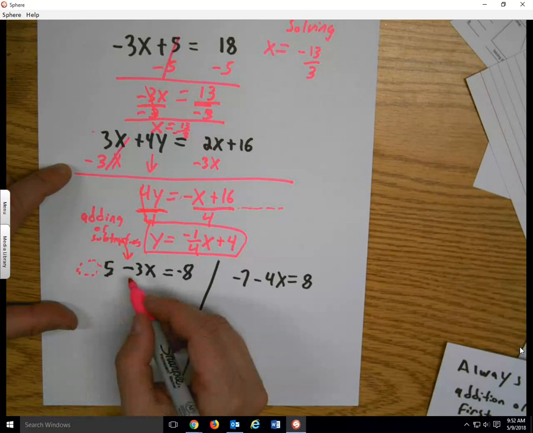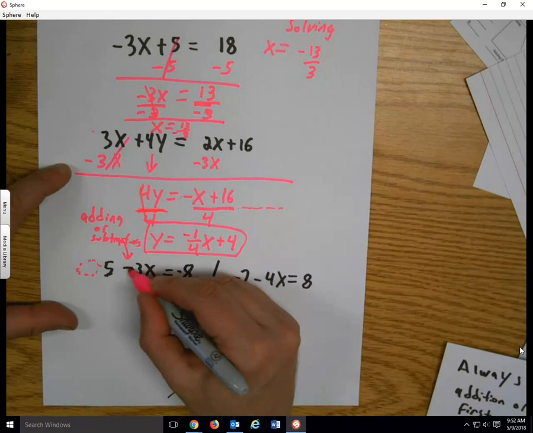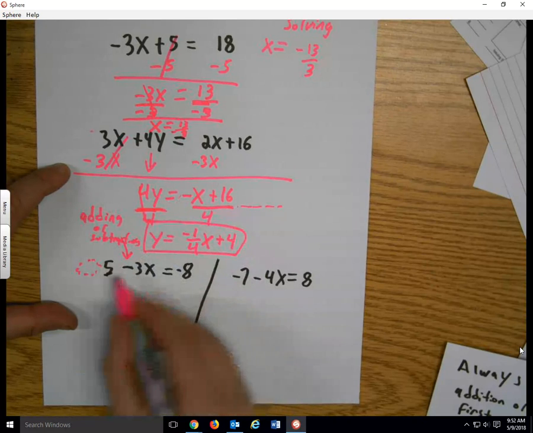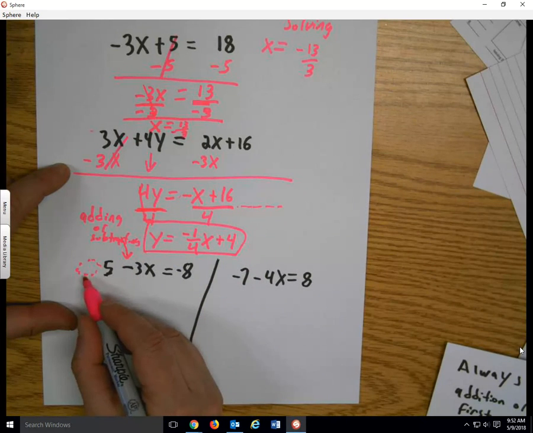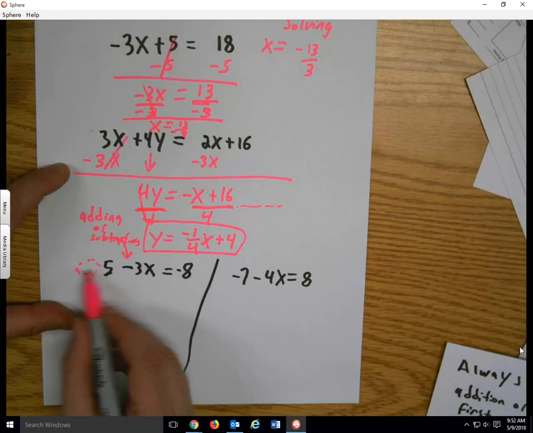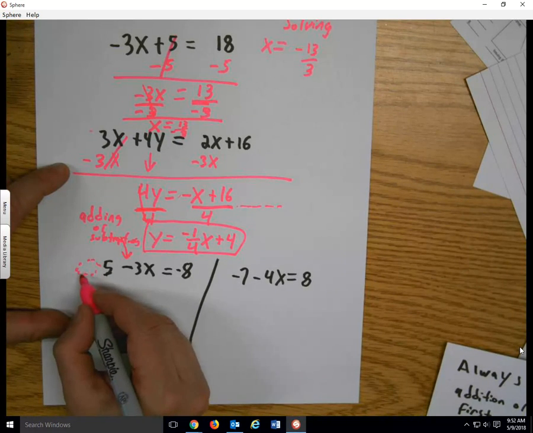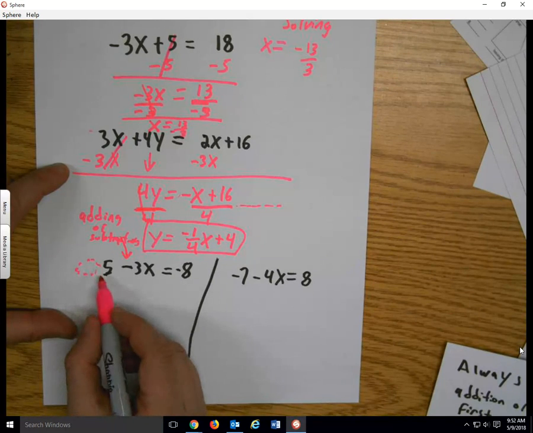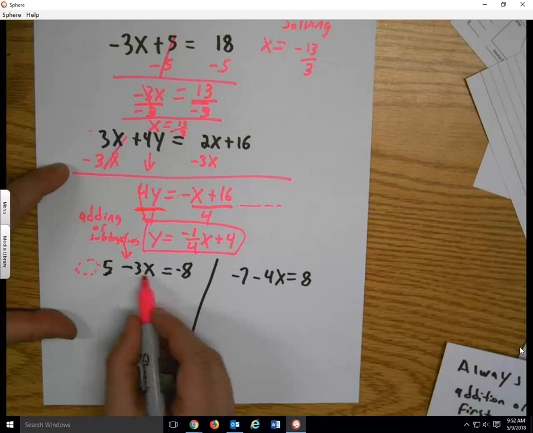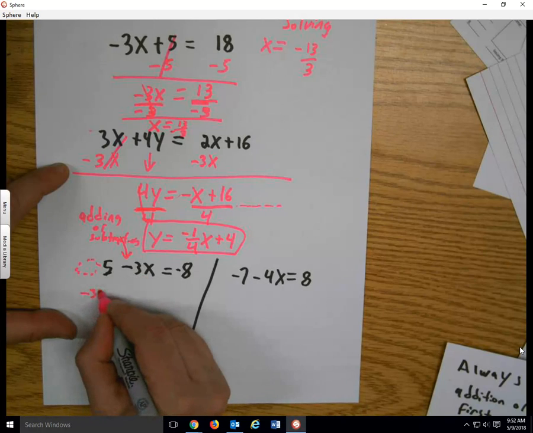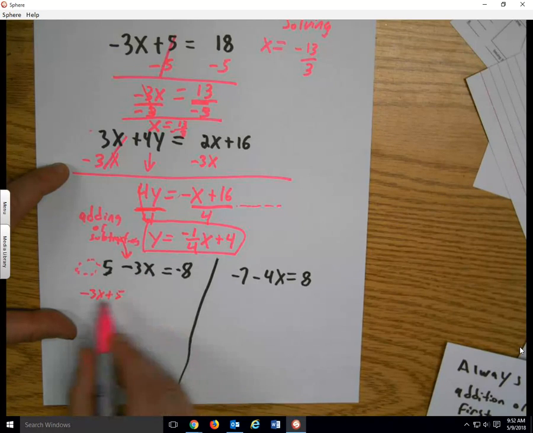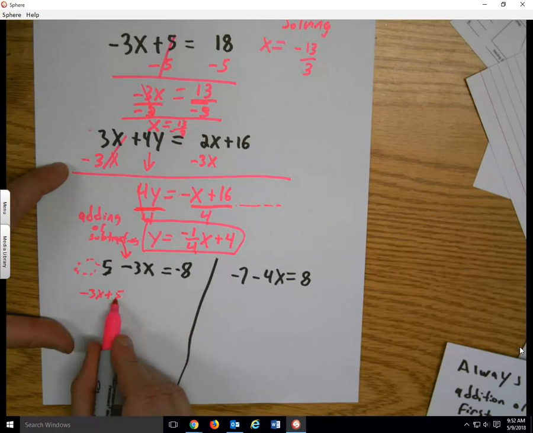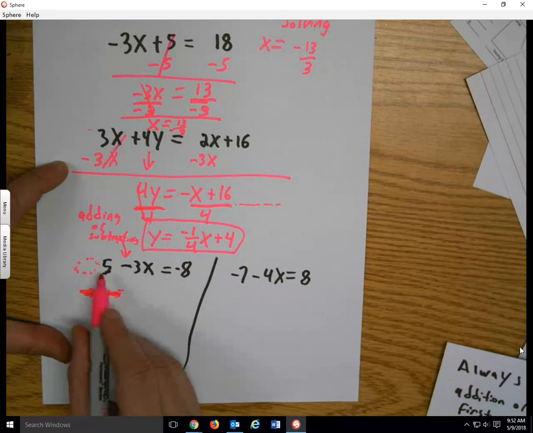So what is so confusing is this negative is telling me what I'm doing, but then I have to look in front of the 5 to see what it is. Well, there's nothing in front of the 5. There's not a positive or a negative. So if there's neither, it's automatically positive. So this 5 is being added to this negative 3x. I could have written it like this. It probably would have been easier to tell that it's being added. But that's not how this question is written.